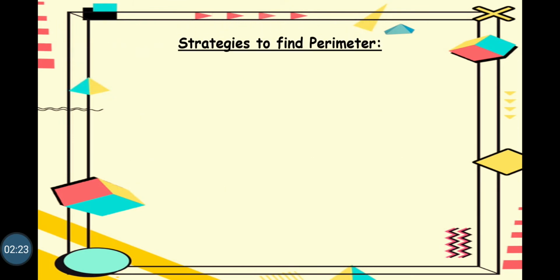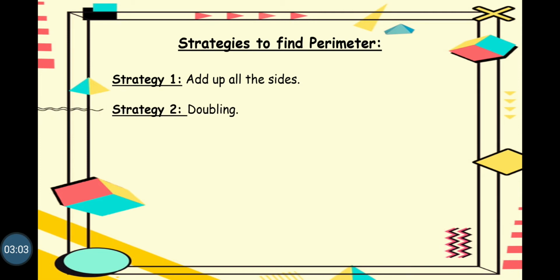Here are some steps, or you can say strategies, to find the perimeter. We have different strategies that we can use to calculate the perimeter of square or rectangle. In the first strategy, we can add up all the sides, and as we know that if we have a rectangle, we will have 4 sides, and in the same way if we have a square, we will have 4 sides. So when we add up all the sides, it means we are calculating the perimeter.